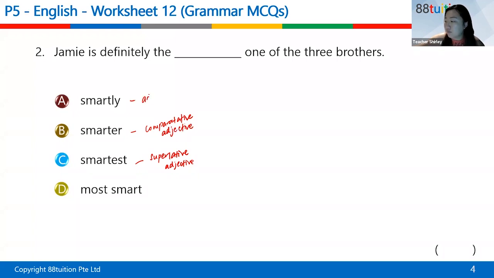Smartly is an adverb. Okay, how do you do something, right? An adverb tells you a little bit more about the verb. So how did you maneuver the car? He maneuvered the car smartly. So it tells you a little bit about how he maneuvered. Maneuvered is the verb. And of course, there's no such thing as most smart. The superlative is smartest, not most smart. So answer is C.